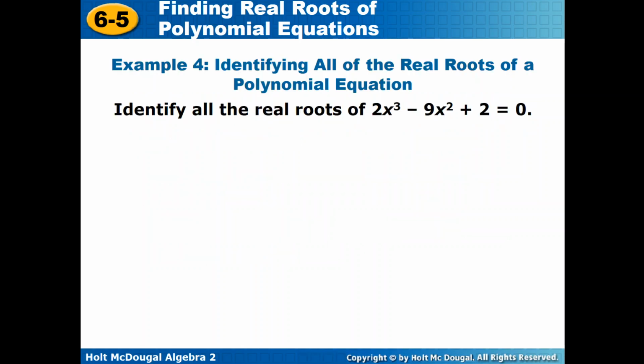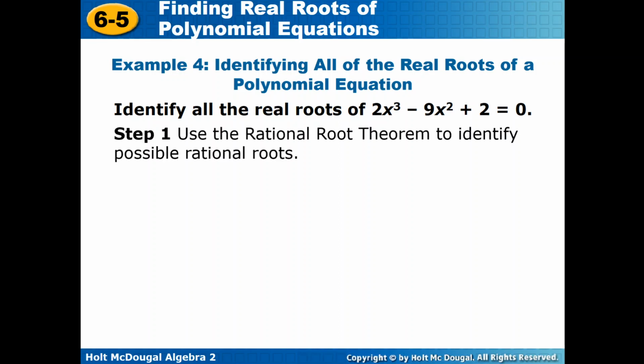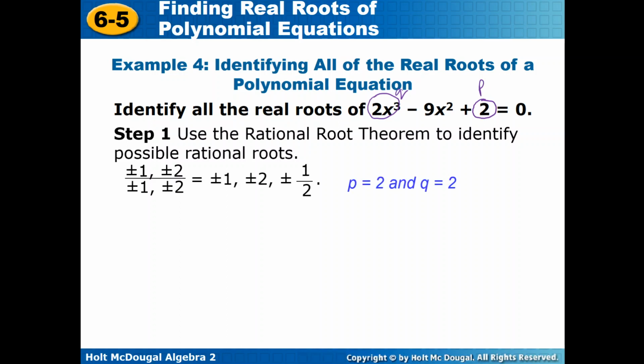For example, this question says to identify all of the real roots of this function, which equals 0. The first thing we'd want to do is use the rational root theorem to identify the possible rational roots. Remember, the rational root theorem says to take the factors of 2, which we said was p, over the factors of the lead coefficient, which is 2, so p over q. So all the factors of 2 over the factors of 2, plus or minus. Here they are, and there are all of our choices that we could try.